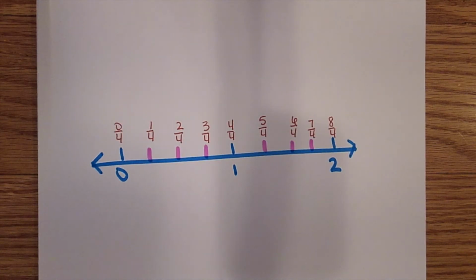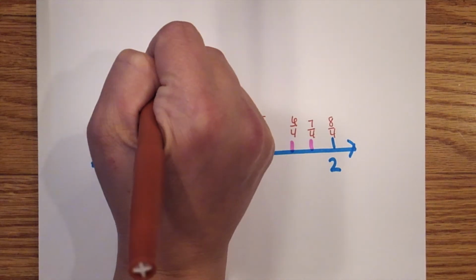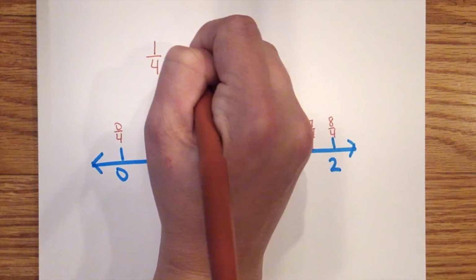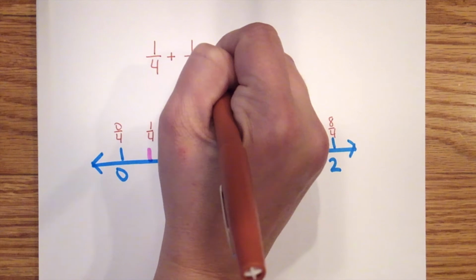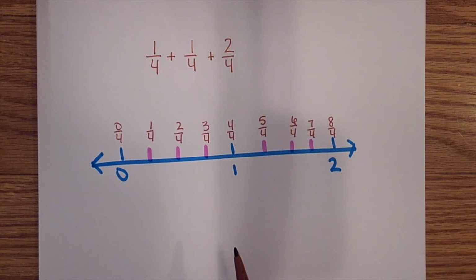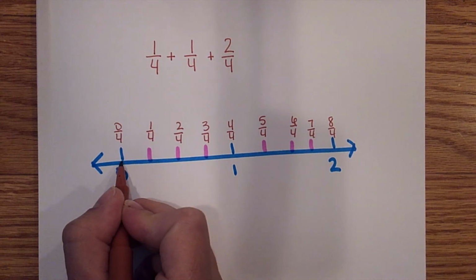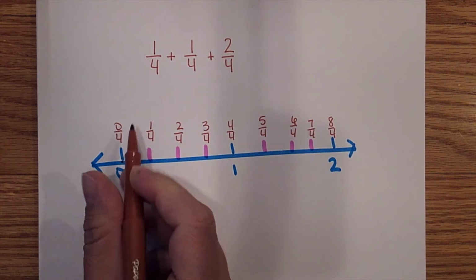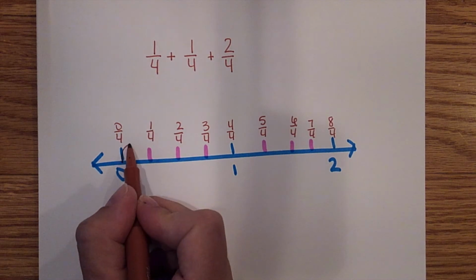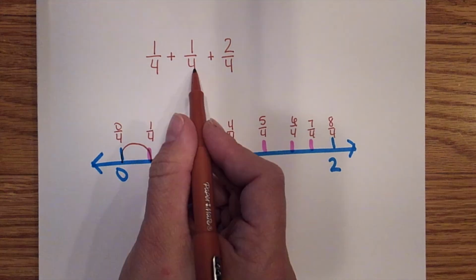So when we talk about showing an expression on a number line, if you had an expression like this, 1/4 plus 1/4 plus 2/4, that would be an expression because it doesn't have an equal sign. I would start at 0/4, 0. I haven't added anything yet. And I'm going to add to it 1/4. So I'm going to hop to that 1/4. Now I'm going to add another fourth.